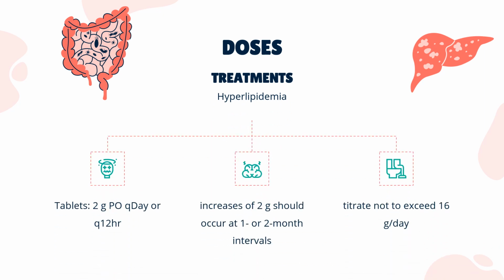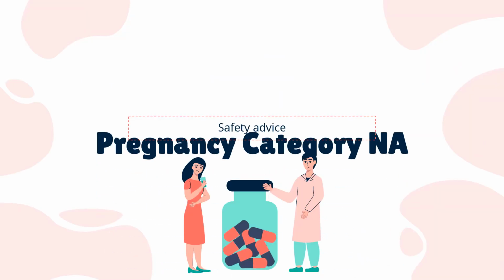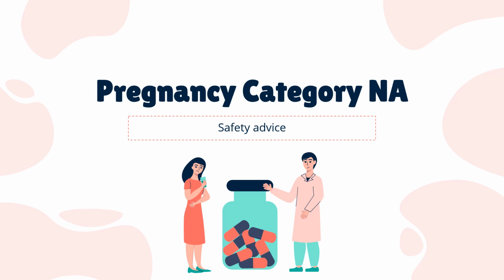Dose. Hyperlipidemia. Tablets, 2g once daily or every 12 hours; increases of 2g should occur at 1 or 2 month intervals, titrate not to exceed 16g/day. Granules, 5g once daily; increases of 5g should occur at 1 or 2 month intervals, titrate not to exceed 30g/day. Safety advice. US FDA pregnancy category: not formally assigned to a pregnancy category.